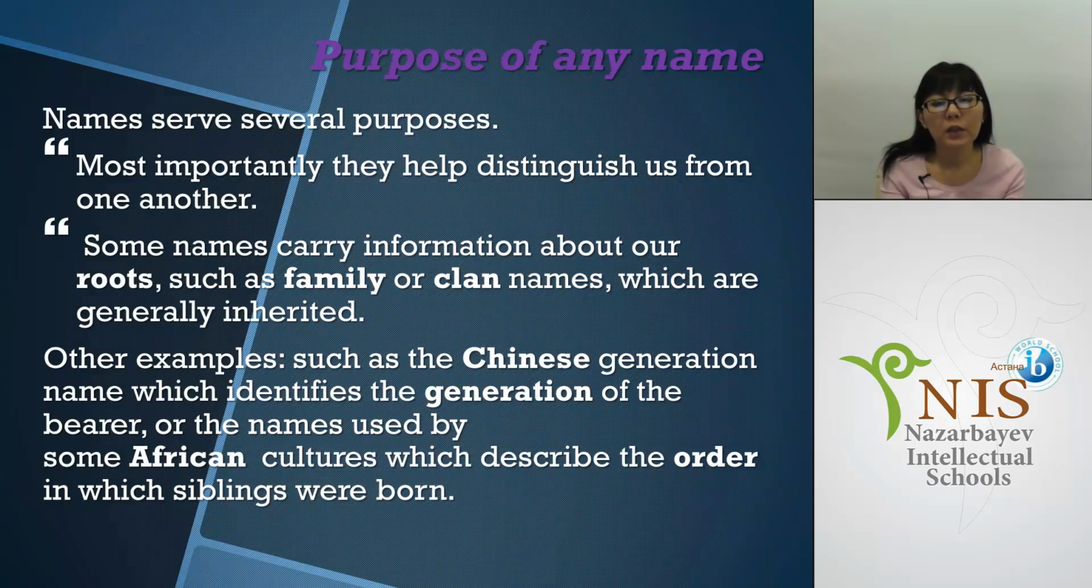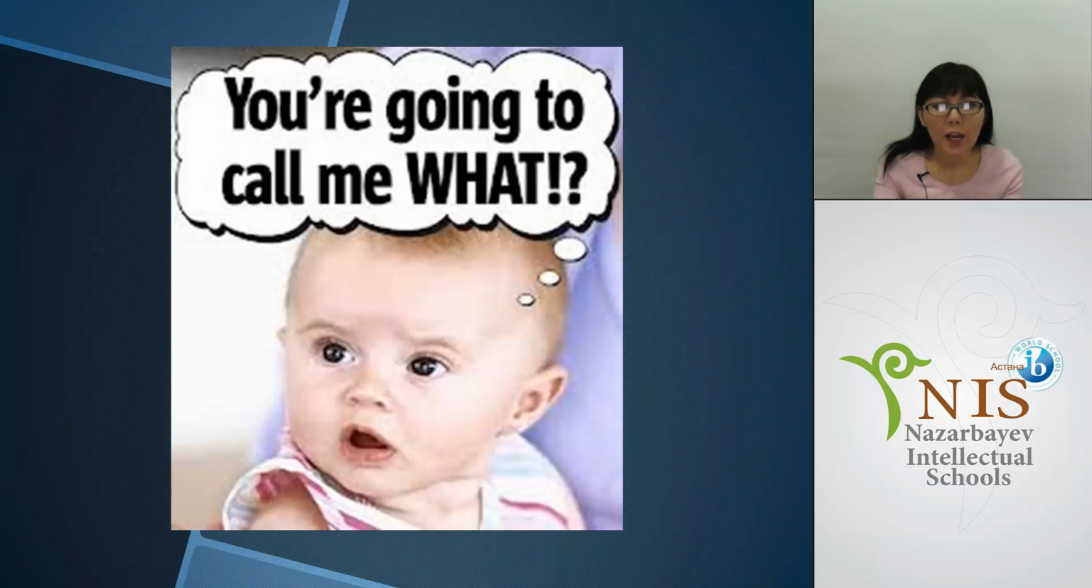For example, in Chinese, there is a generation name, which identifies the generation of the bearer of the name. Some African cultures describe the order in which children came to life. So the first, the second. So we can identify the culture of some countries.